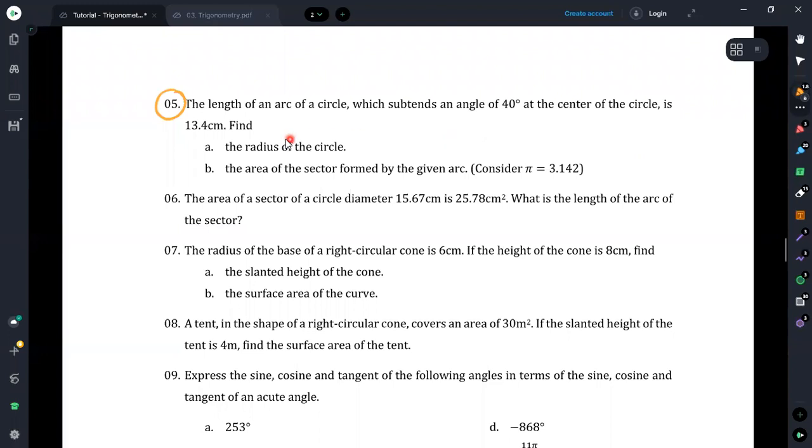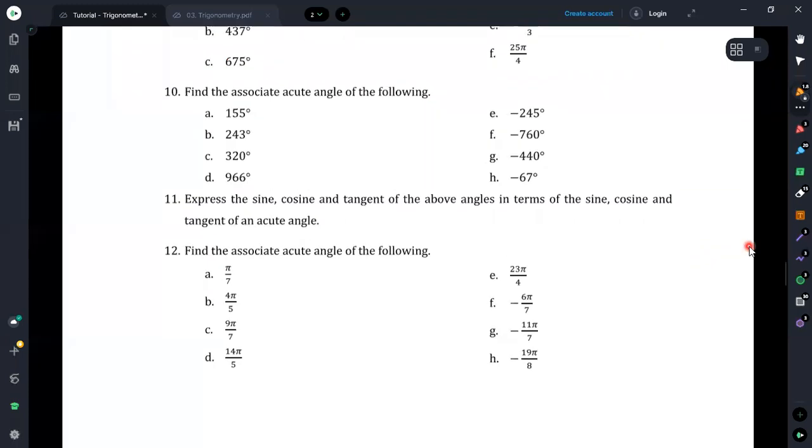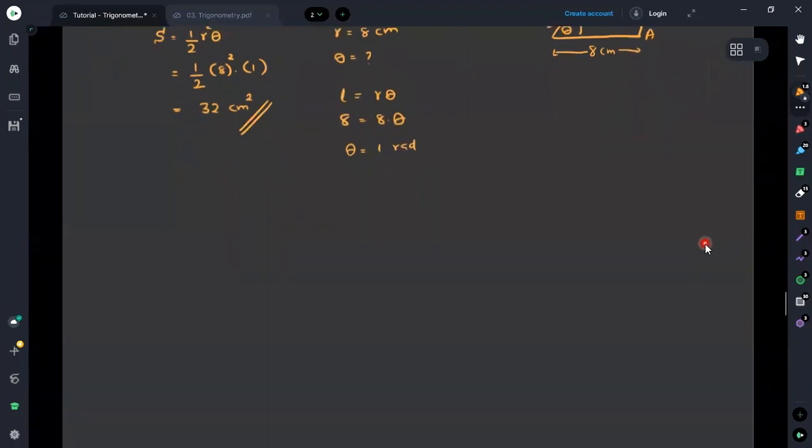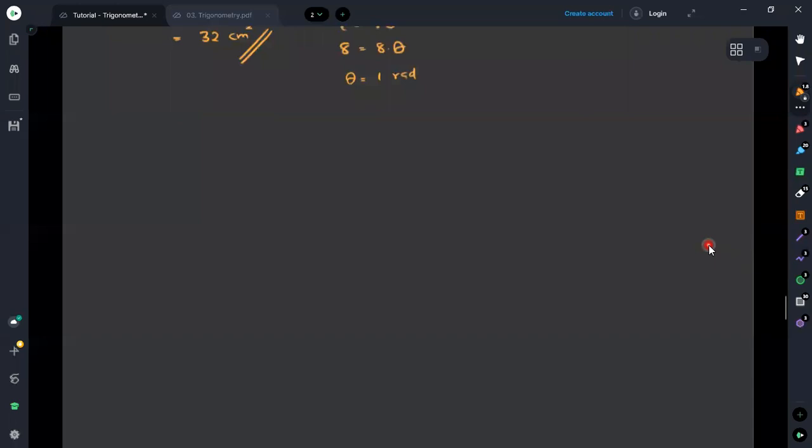In this question, it says that the length of an arc of a circle which subtends an angle of 40 degrees at the center of the circle is 13.4 centimeters, and we are asked to find the radius of the circle in the first part, and then we are asked to find the area of the sector formed by the given arc, and we are asked to take pi equal to 3.142. Now we'll just figure out the information that they have provided for us.